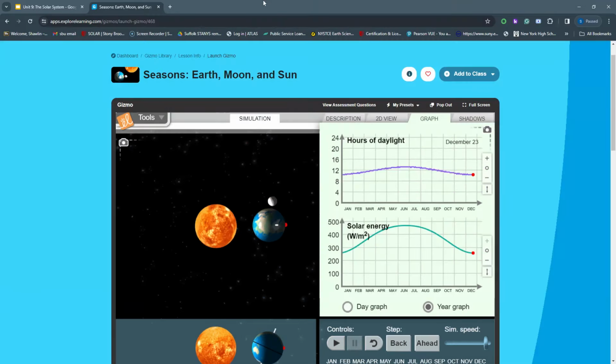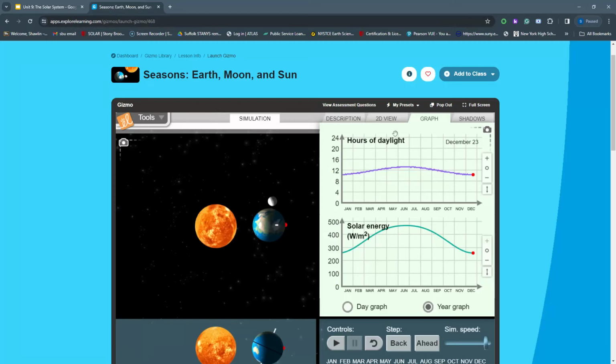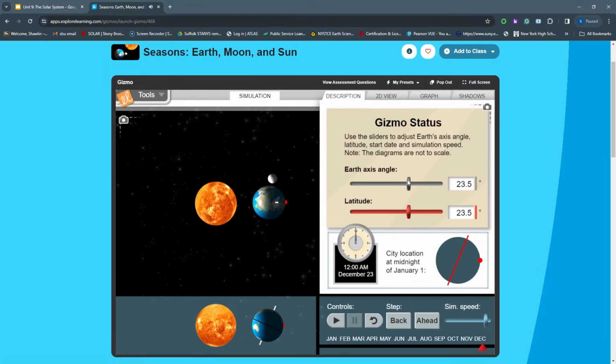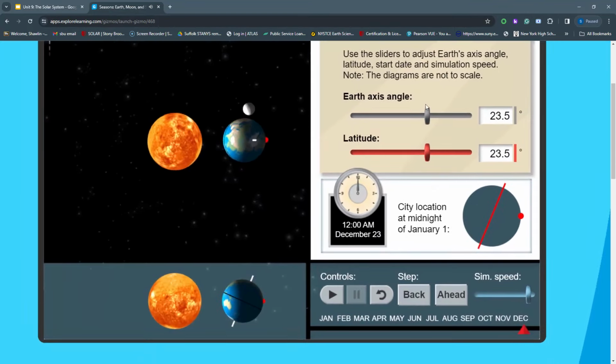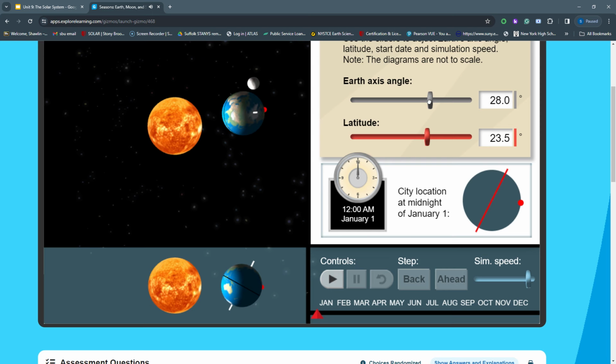Okay, so let's go back here. Oh, actually, I wanted to show you one more thing before I move back. What do you think would happen if, say, this is the normal angle of the Earth, right? 23.5 degrees. What if the Earth's tilt wasn't 23.5 degrees? What if it tilted way more? Maybe even like 90 degrees, okay? So tilting this way from this area up to 90 degrees, kind of like this.